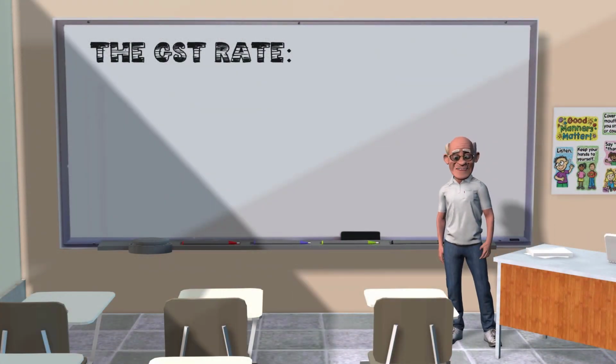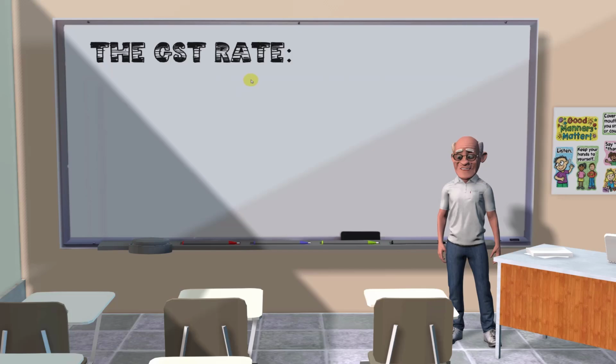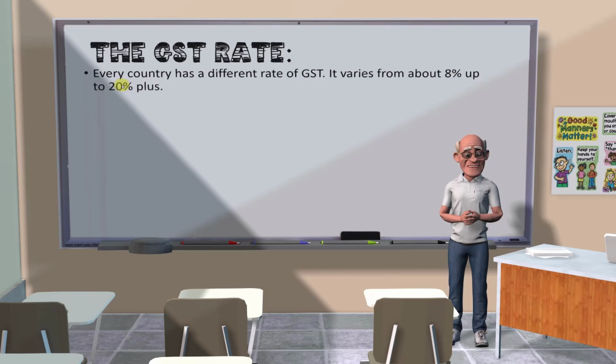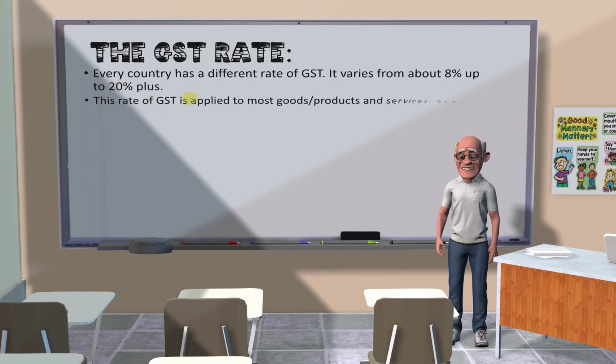Now, let's have a look at the GST rate, which is the percentage that you normally pay. Every country has a different rate of GST. It varies from about 8% up to 20+%. Some countries have a very low percentage of GST, other countries have a very high percentage. This rate of GST is applied to most goods, products and services.